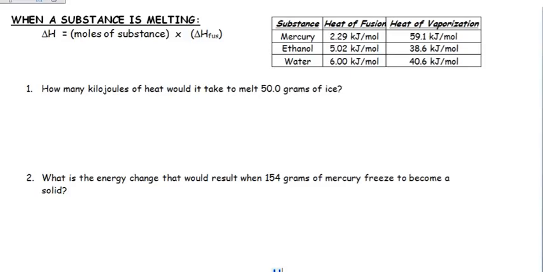Last video, we were looking at using the equation delta H equals mass times temperature change times specific heat to calculate energy transfers. The problem with that equation comes with situations like here, 1 and 2. What if you don't have a temperature change? How many kilojoules of heat will it take to melt 50 grams of ice? Nowhere in here do I see temperatures. I see my mass, ice is a solid, it has a specific heat value, but there's no temperature given.